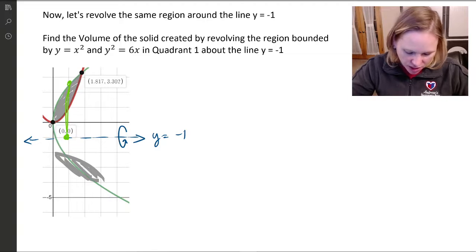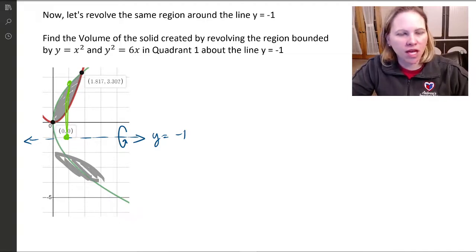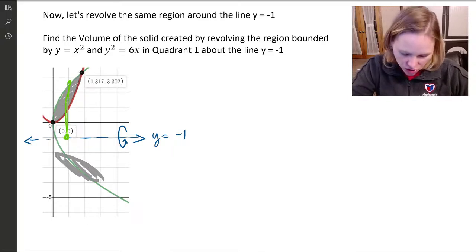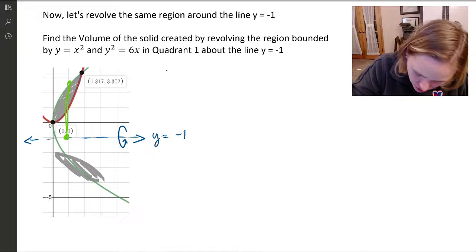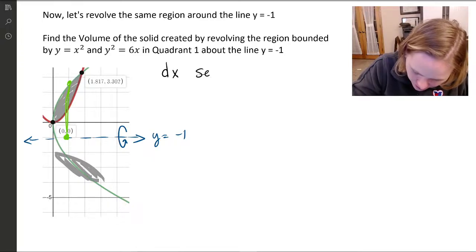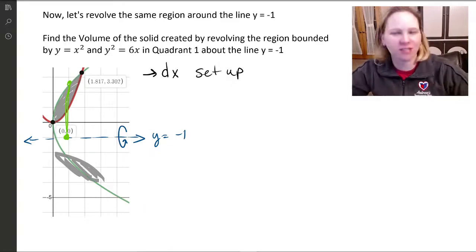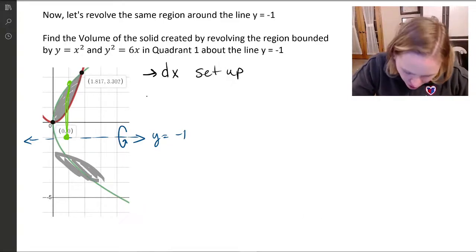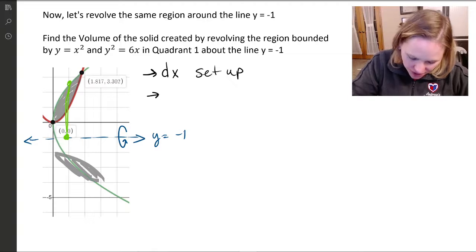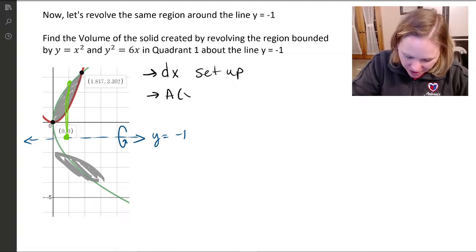So what you're doing is you're taking the function, remember the function always goes from the x-axis to the curve in this case, which I'm getting ahead of myself. Let's review. This needs to be a dx setup. And the reason it is a dx setup is because I am perpendicular to the x-axis. So knowing that is a dx setup, let's go ahead and find our a of x.